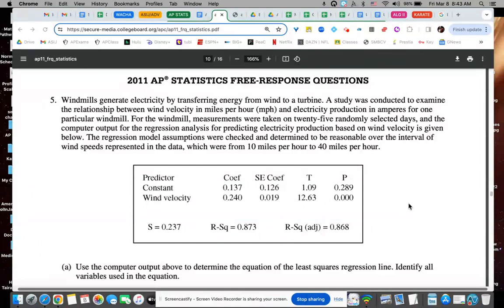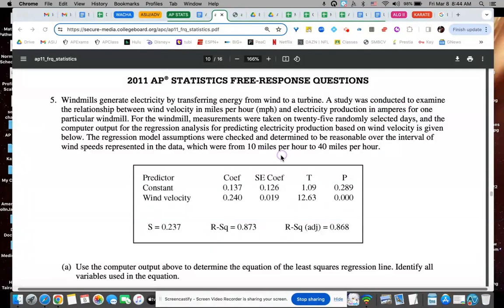This problem is all about linear regression and checking the test for slope. You'll see in number 5 that it's talking about windmills. We've got electricity compared to the wind speed. So the wind speed is measured in miles per hour, and the electricity is in amperes. So just getting our units laid down.